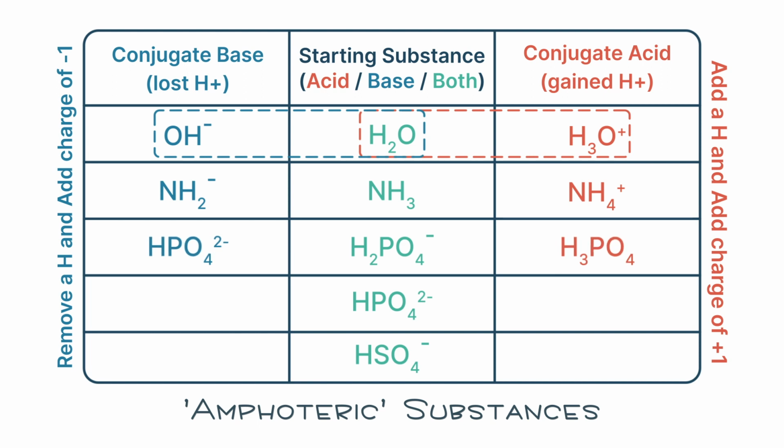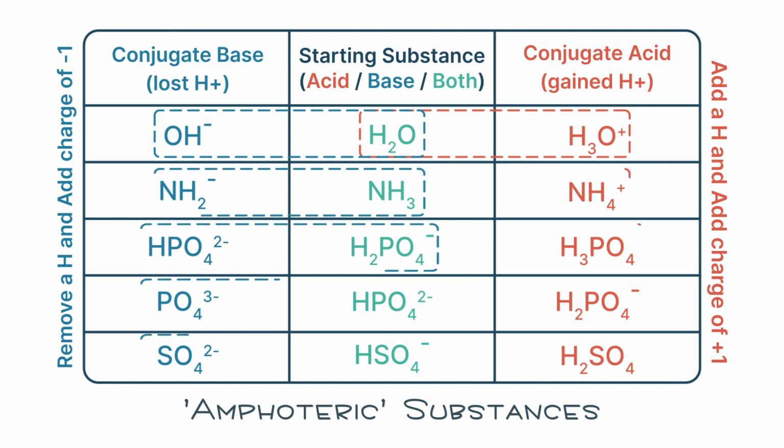H2PO4- can accept the proton as a base to reform phosphoric acid, or it can donate a proton as an acid to form HPO4 2-. Note in the next line, if we now take this HPO4 2-, it can act as a base to reform the acid from the previous example, H2PO4-, or it can further dissociate as an acid, donating a further proton to form the phosphate ion, PO4 3-. Similarly, HSO4- formed during the dissociation of sulfuric acid can act as a base to reform sulfuric acid, or it can further dissociate as an acid, donating another proton to form the sulfate ion, SO4 2-.